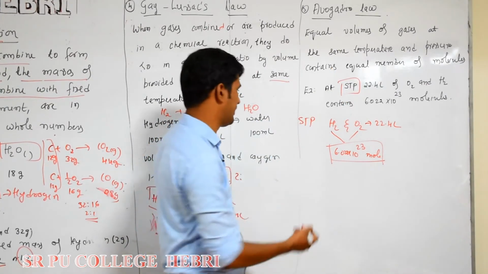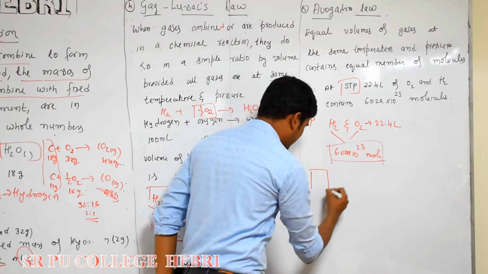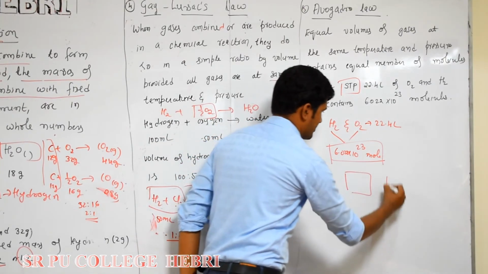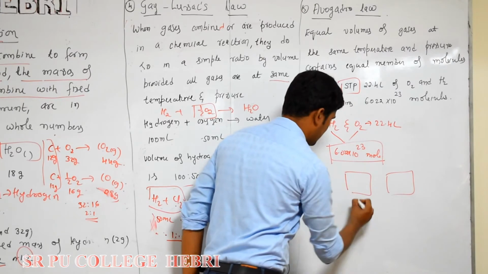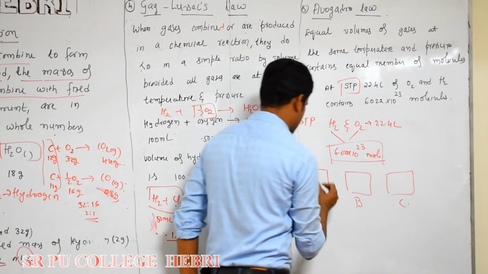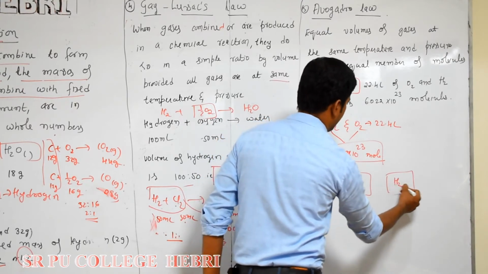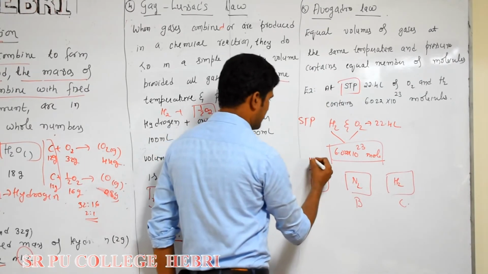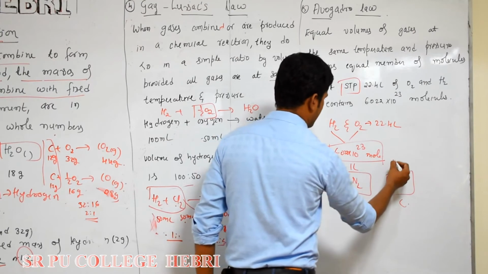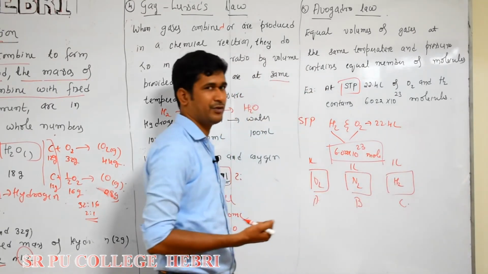One more example I will give you. I'll take three containers A, B, C. In this container I'll take O2, in this container I'll take N2, in this container I'll take H2. So the volume of this container is 1 liter, this container is also equal to 1 liter, this container is also equal to 1 liter.